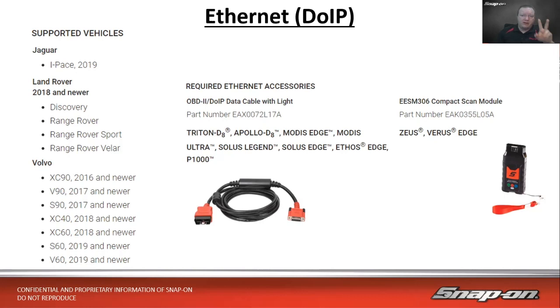So there are 2 ways to go about this, or actually 3 ways to go about this. If you have a Triton, an Apollo D8, a Modus Edge, a Modus Ultra, a Solus Legend, a Solus Edge, a Solus Ethos Edge, and a P1000, you need this specialized cable that looks like maybe a snake that swallowed a rat or something like that. It's got a big bulge in the middle, and that is where all of the translation takes place between, I guess, regular communications and the Ethernet network. If you have a Solus Legend, it actually comes with it in the box. All the other tools, you'd have to grab it separately.